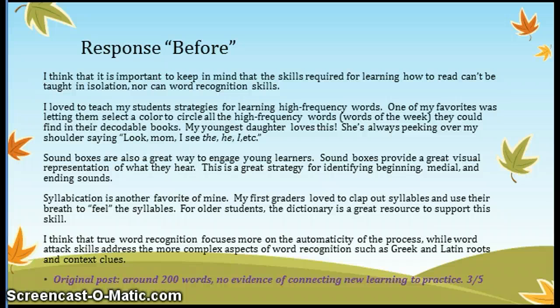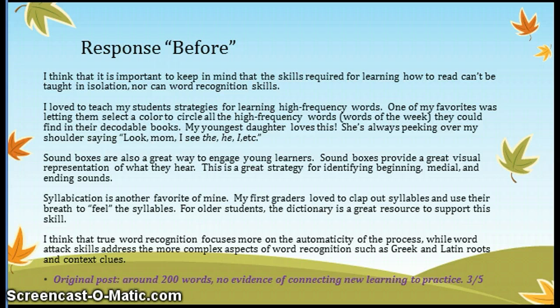Sound boxes are also a great way to engage young learners. Sound boxes provide a great visual representation of what they hear. This is a great strategy for identifying beginning, medial, and ending sounds. Syllabication is another favorite of mine. My first grader loved to clap out syllables and use their breath to feel the syllables. For older students, the dictionary is a great resource to support this skill. I think that true word recognition focuses more on the automaticity of the process, while word attack skills address the more complex aspect of word recognition, such as Greek and Latin roots and context clues.